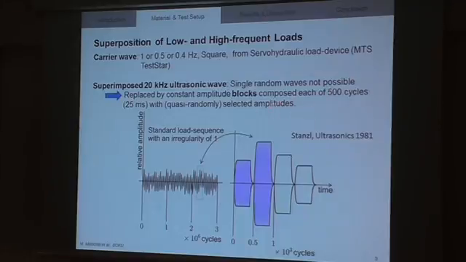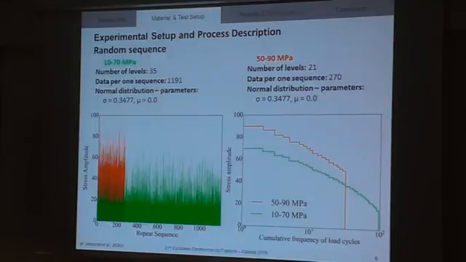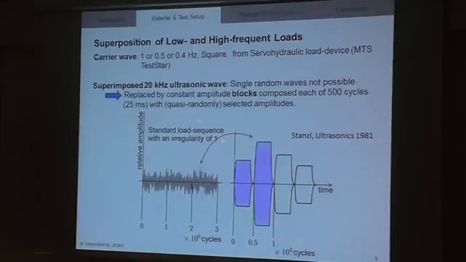The minimum is 500 cycles or 25 milliseconds for one block. So one block of pulses needs a minimum of 25 milliseconds.